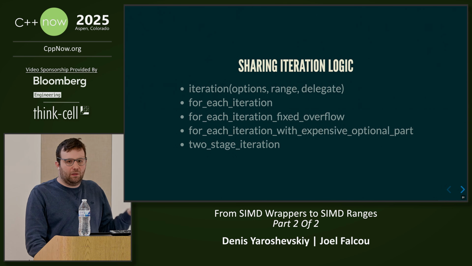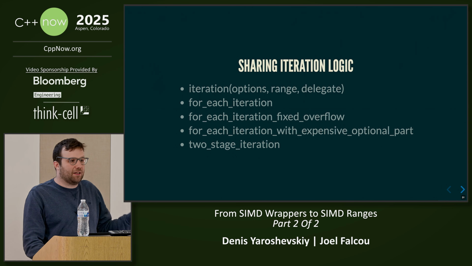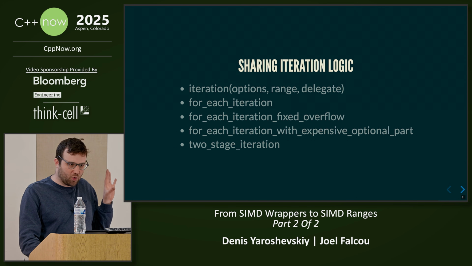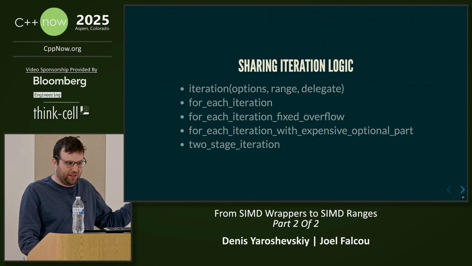It would be cool if the standard provided something for shared iteration logic. This is difficult to write. It's just difficult to do the index mask correctly.